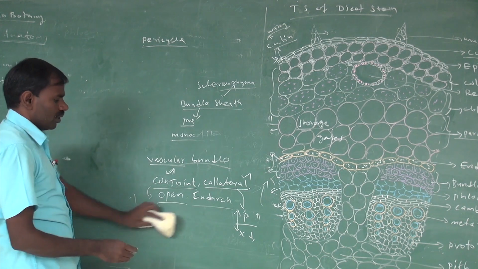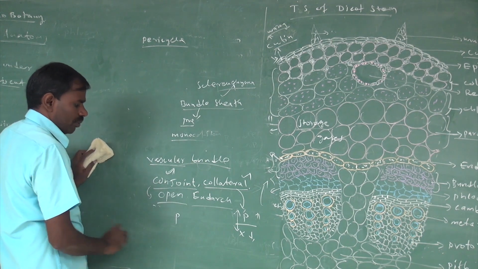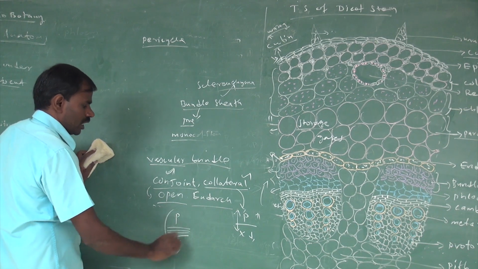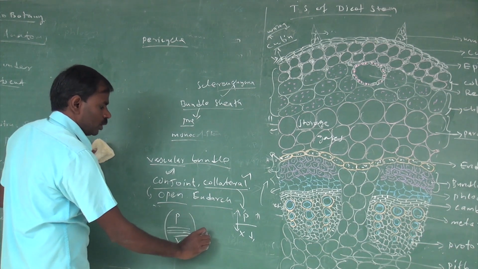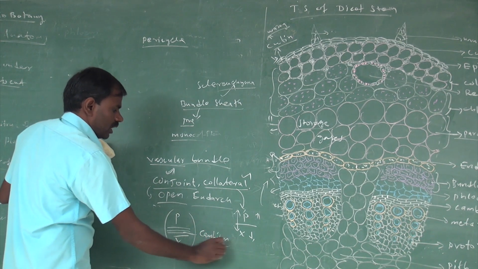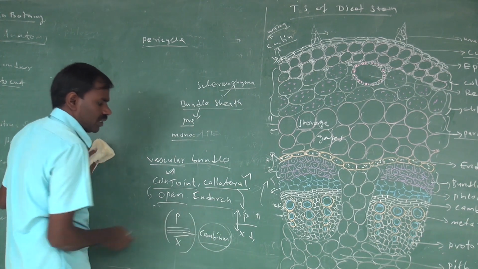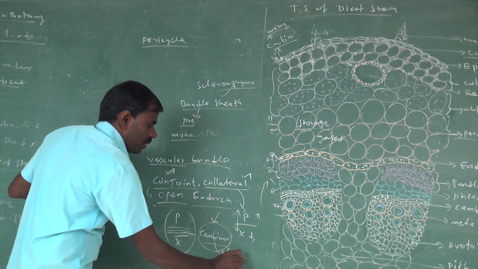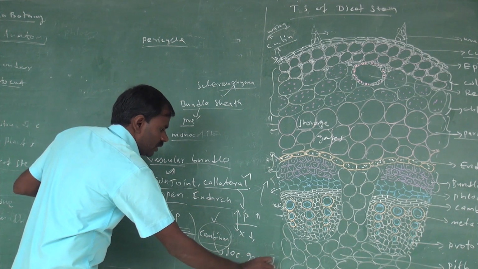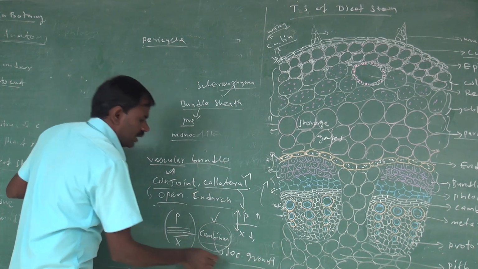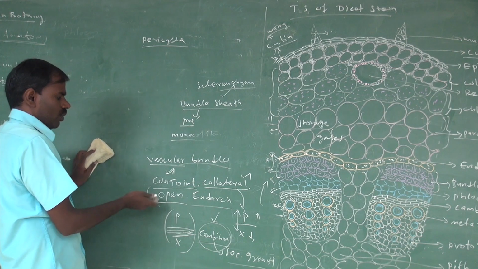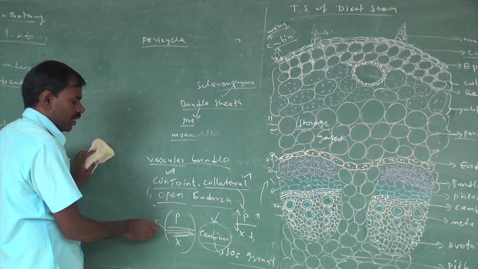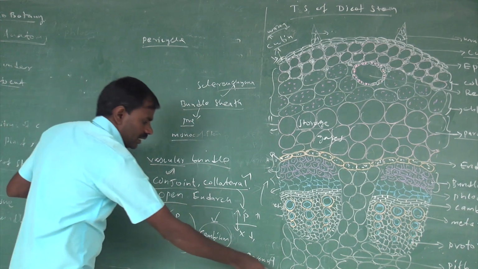So what are open vascular bundles? In open vascular bundles, the phloem is above and the xylem below, but cambium is present between them. Cambium is a meristematic tissue, made up of parenchyma tissue, and it has a very important role during secondary growth. So in open vascular bundles, cambium is present between the xylem and phloem elements, and it is involved only in secondary growth.